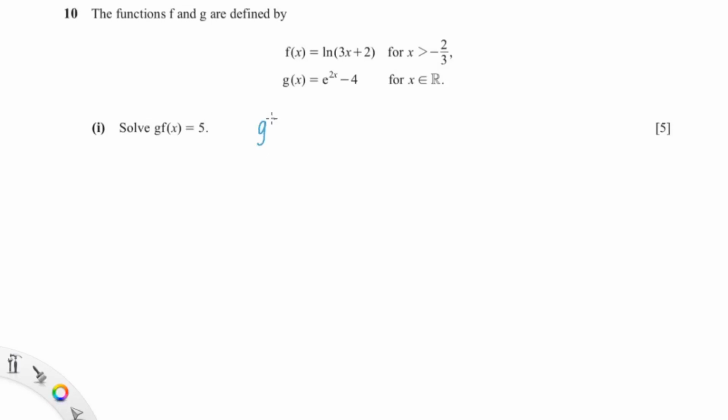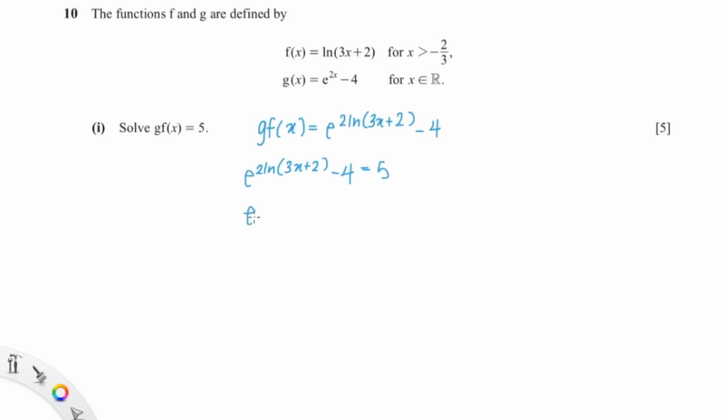In this video, we'll be dealing with function questions. So the function gf equals e^(ln(3x+2)^2) minus 4. Since they said gf equals 5, we can just equate these two equations to each other. So that would be e^(ln(3x+2)^2) minus 4 equals 5.